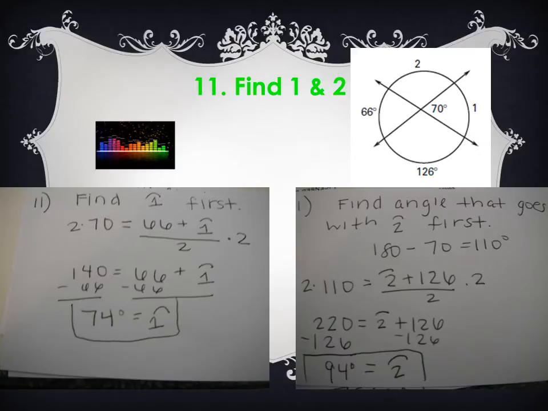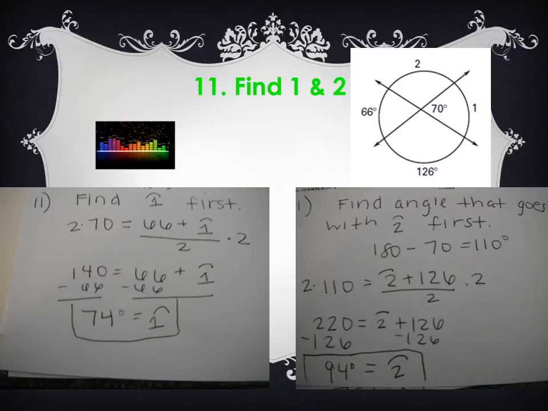We are solving for arc 1, so we need to get that by itself in our equation. So we multiply both sides by 2. We get 140 equals 66 plus arc 1. Then we subtract 66 from both sides, and we get arc 1 to equal 74 degrees. Then we need to move on and find arc 2.